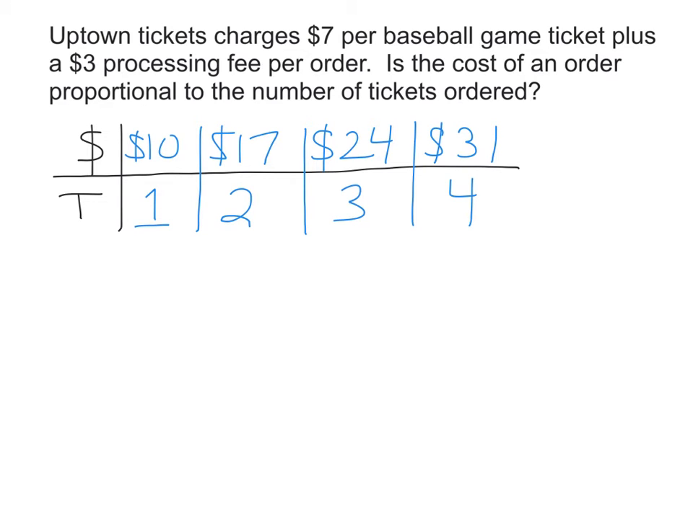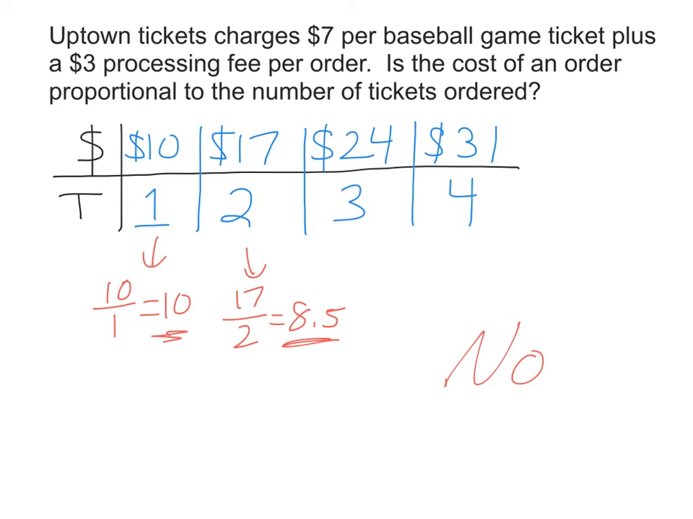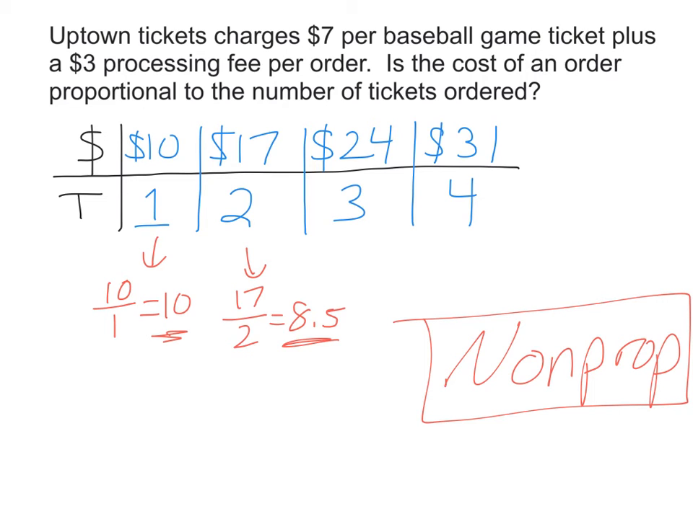Now let's check out the proportions. This here is a 10 to 1 ratio, which is 10. This is a 17 to 2 ratio, which is 8.5. Uh-oh. Since the unit rates are not the same, one is 10, one is 8.5, then this is not proportional. Or we'll say non-proportional because the unit rates are not the same.